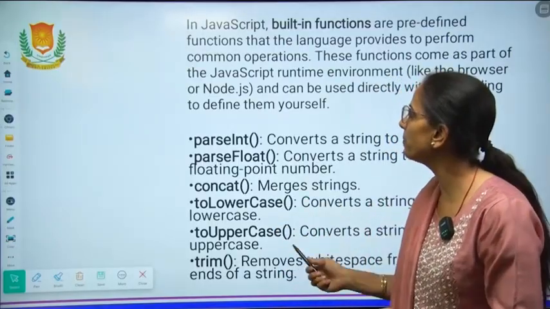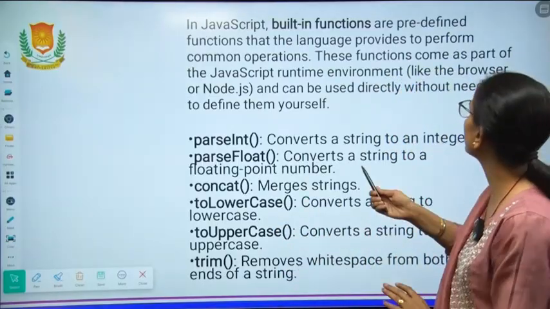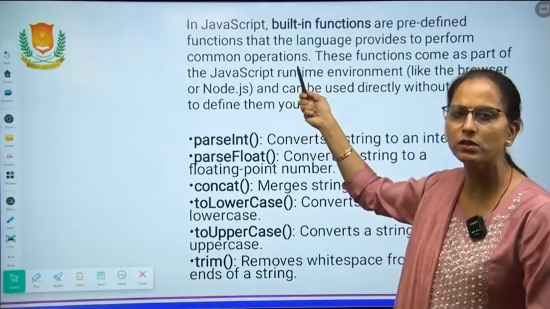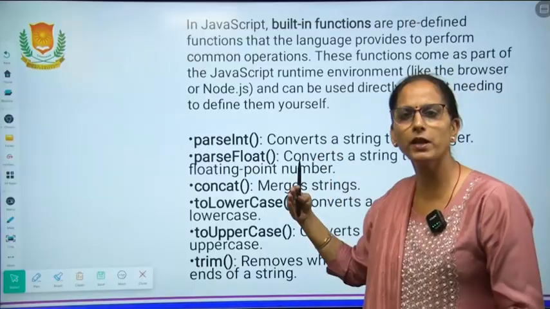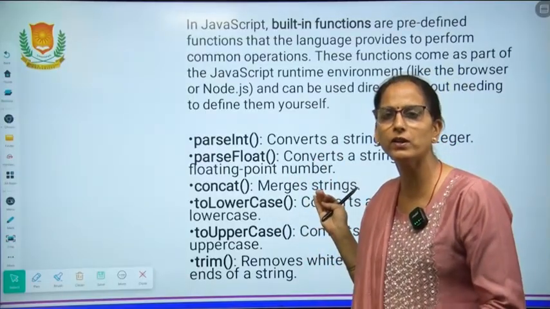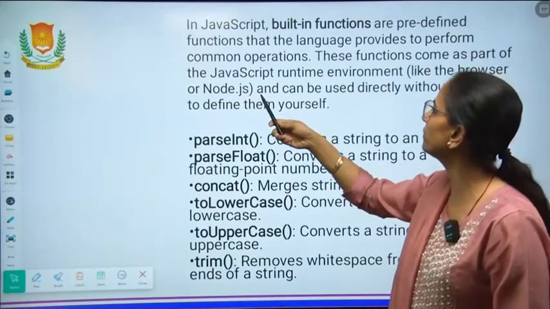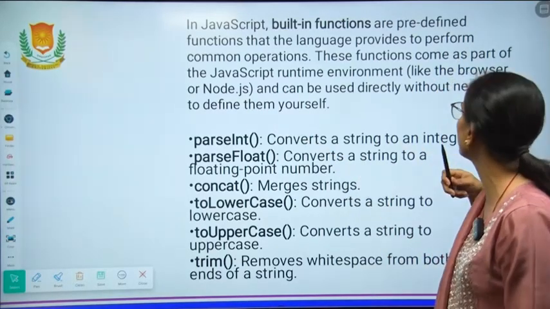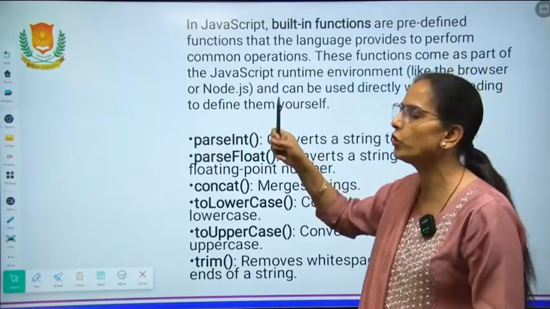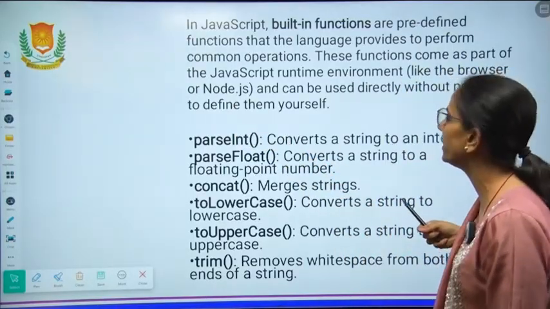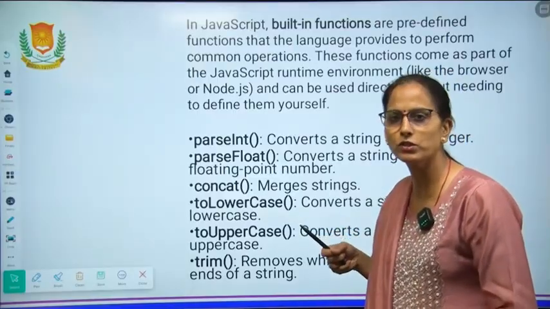So, these are the built-in functions. They are provided by the language to perform common operations. For the general common operations, we have multiple inbuilt functions. You can use them. These functions come as a part of the JavaScript runtime environment, like the browser or Node.js, and can be used directly without needing to define them yourself.